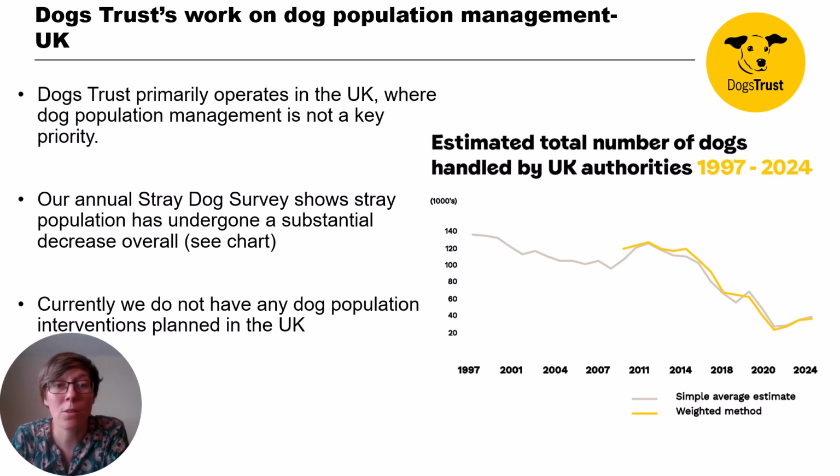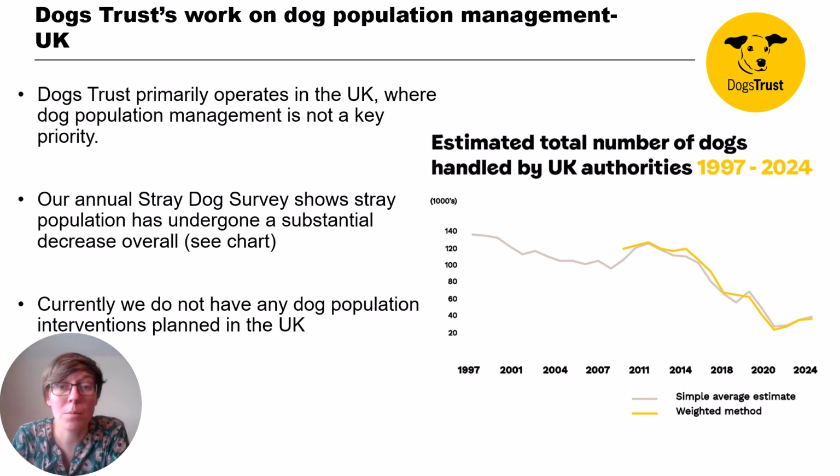The numbers of dogs handled by local authorities has undergone a substantial decrease overall, with a few bumps along the way, if you look at the chart. Interestingly though, in the last few years, the numbers have started to rise again. So although currently we do not have any interventions planned in the dog population management space in the UK, if it continues to rise, we may be considering something like that in the future.